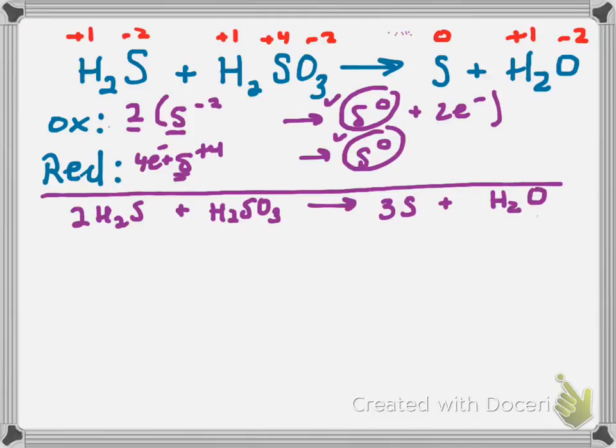The other wrinkle that happens a lot in these is you have to clean up at the end. The water comes along for the ride. There's 6 hydrogens over here and 3 oxygens, so there's a 3 in front of that. And that should do it. There's the first balanced equation.